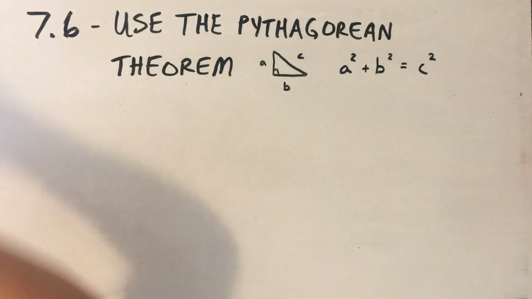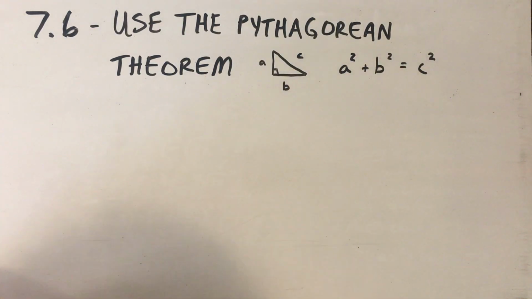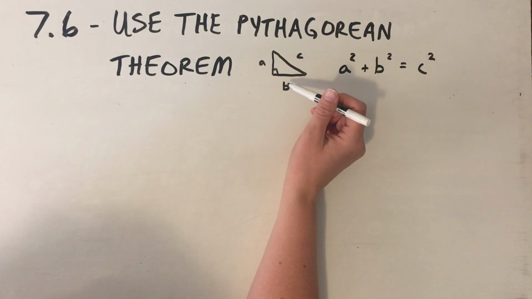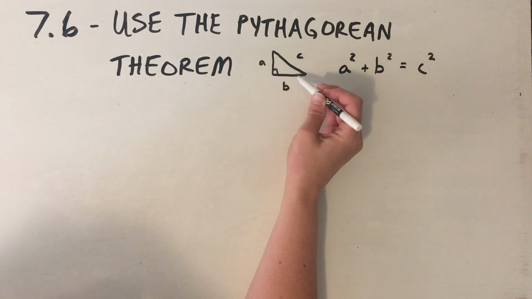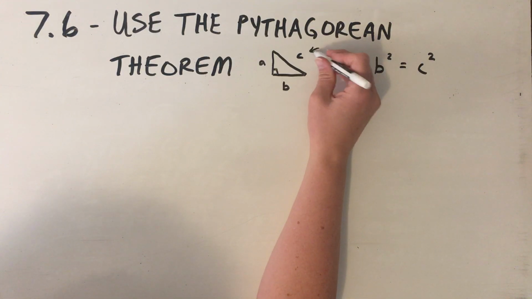So this video is from section 7.6, and we're going to talk about the objective of using the Pythagorean theorem. So what is the Pythagorean theorem? Well, it's a method for determining the length of sides of a triangle. If A and B are the legs of the triangle, which you know they are because they're the legs that are connected to the right angle here, then C is the hypotenuse.